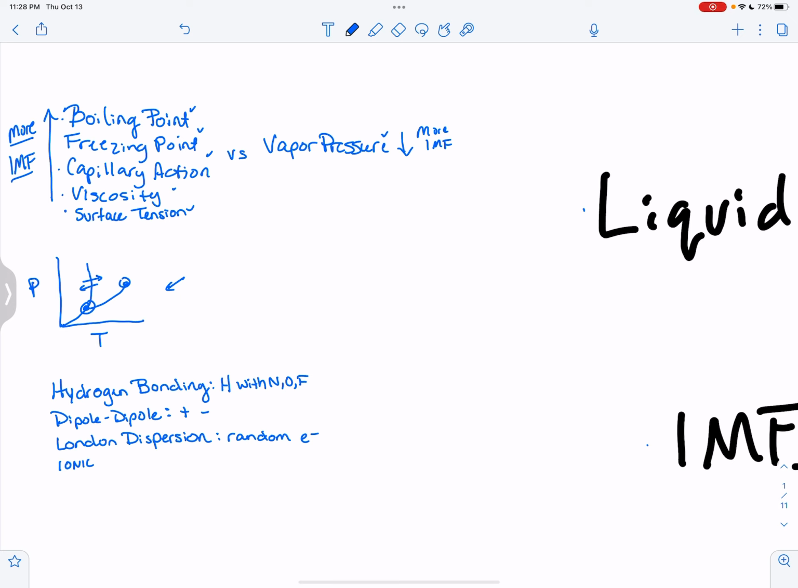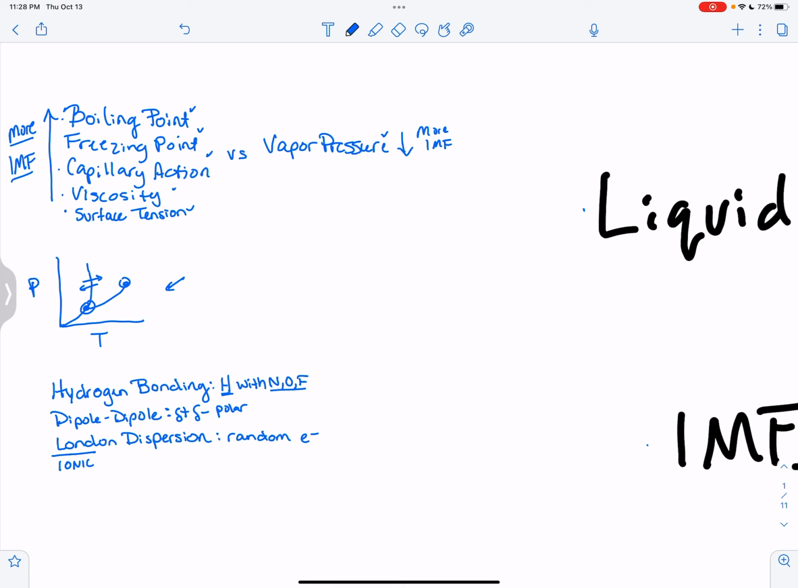You'll also learn about the ionic force. But these forces right here are hydrogen bonding, and that's what you're going to see. It's hydrogen specifically with N, O, or F. Dipole-dipole happens in molecules that have a partial positive or a partial negative on them. That's for the polar molecules.